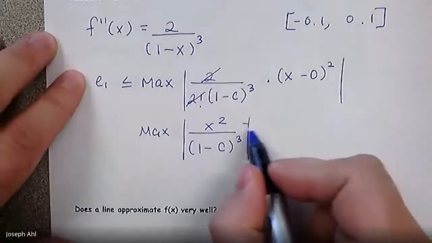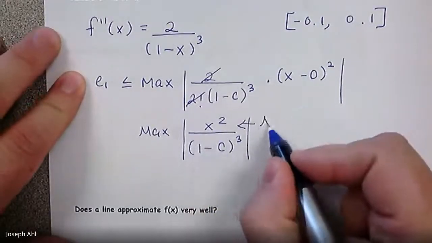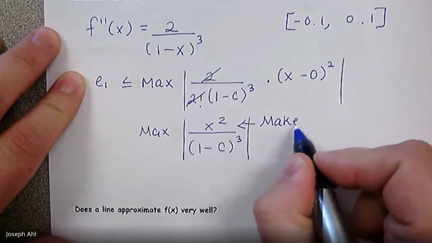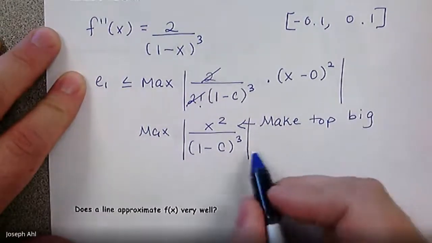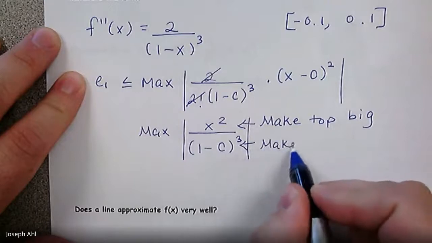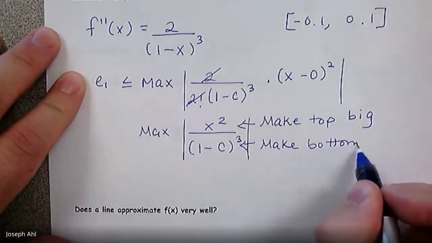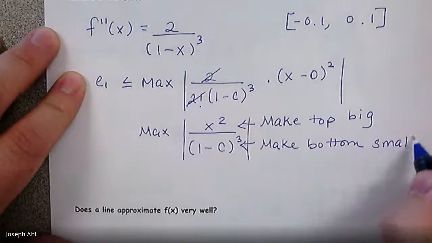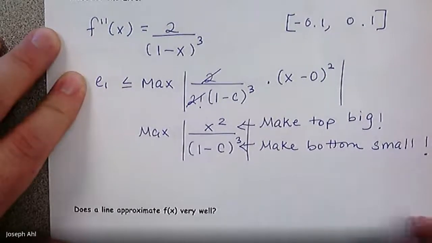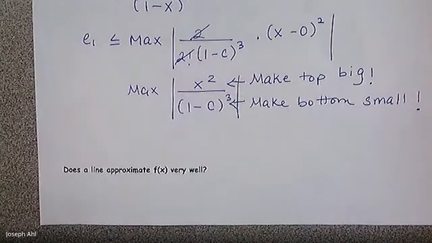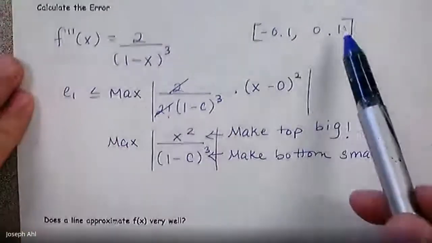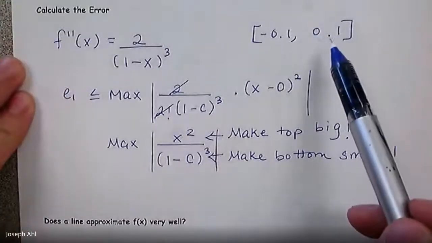So what we want to do is, if this is a fraction, we want to make this a maximum: make the top as large as we possibly can, and make the bottom as small as possible. Because if we're talking about the value overall of a fraction, if the numerator is large and the denominator is as small as we can possibly make it, that's going to create the maximum amount of error here. And that's going to actually come from plugging in the largest value on this interval, which is 0.1.